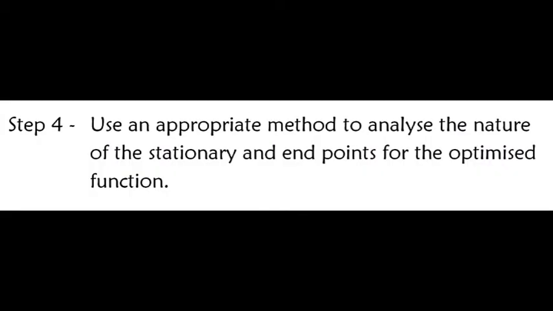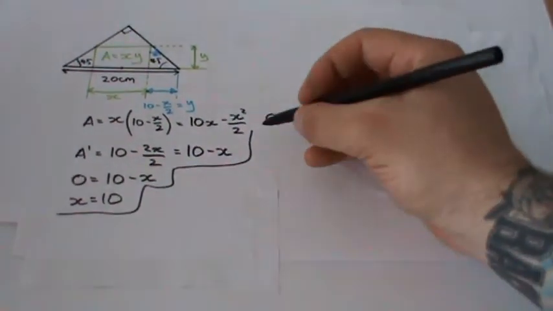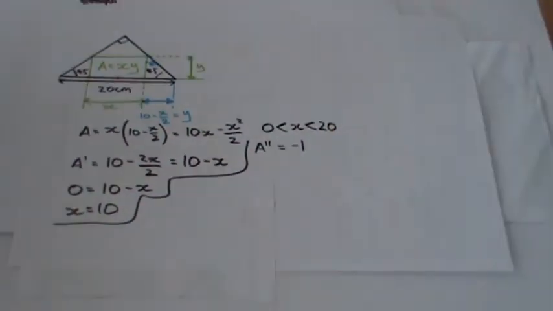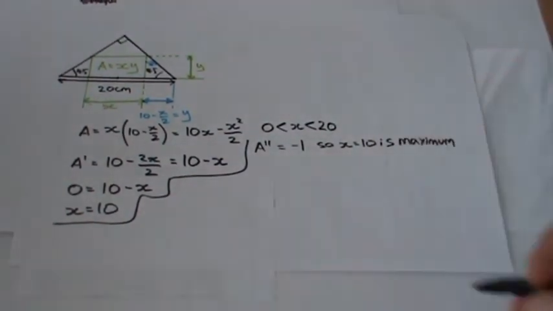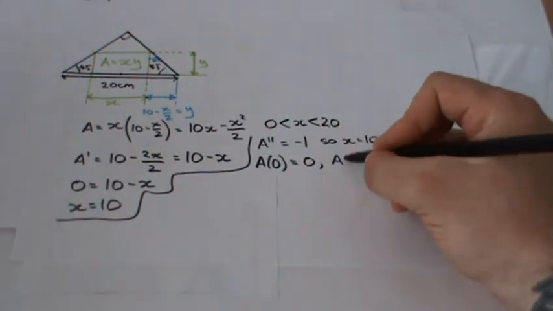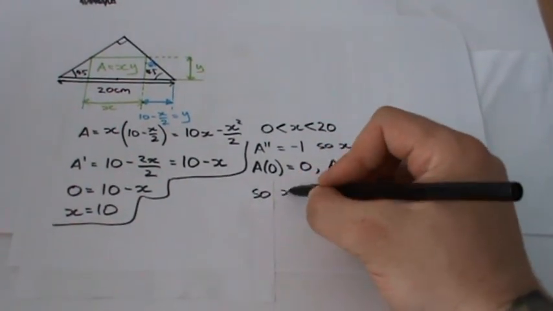The final stage is to analyse the stationary points and endpoints to find out which value of your variable fits the optimised function. In this case, we were looking for the maximum area. So we start off by doing a second derivative test. We find that the second derivative is minus 1, and that tells us that x equals 10 is a maximum because the second derivative for all values of x is negative.